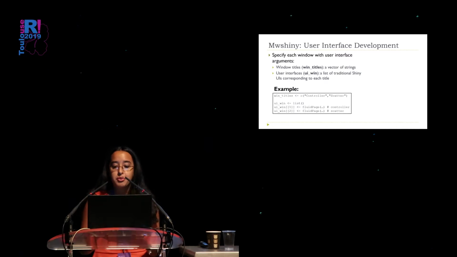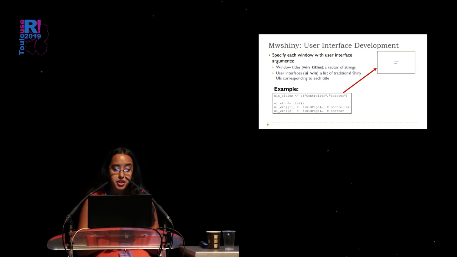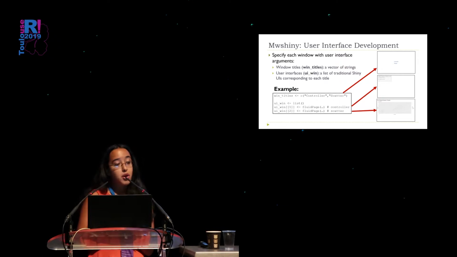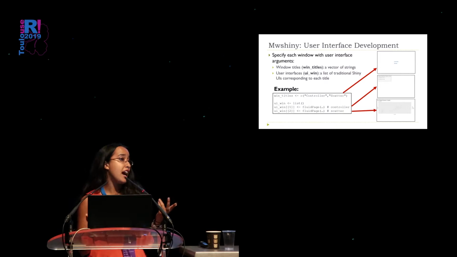In this example, we have 2 windows called controller and scatter. And when we run our multi-window Shiny app, we see that window on the top right where you can actually choose which window corresponds to each. Then we define the user interfaces for each of the corresponding windows, at first for what we call the controller and the next for the scatter window.